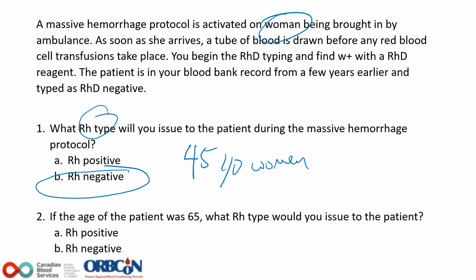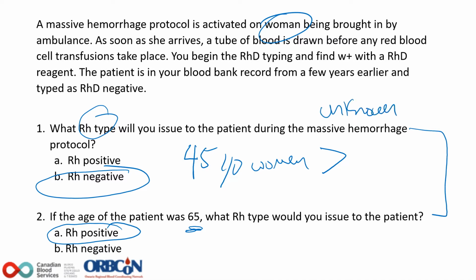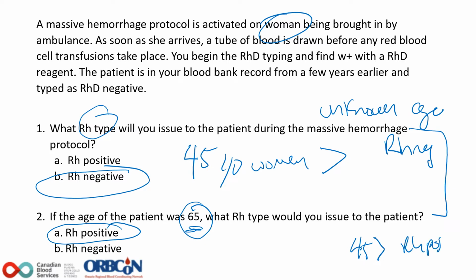In terms of actually knowing the age, if we assume that her age is 65, what would we issue? Again, with her age now greater than 45, we would issue RH positive. So really the main difference between these first two questions is unknown age. In that case, you're always going to be the most conservative and protect the patient, especially in this case for women, so you give RH neg. For a known age that's over 45, you can then follow the process and issue RH positive.